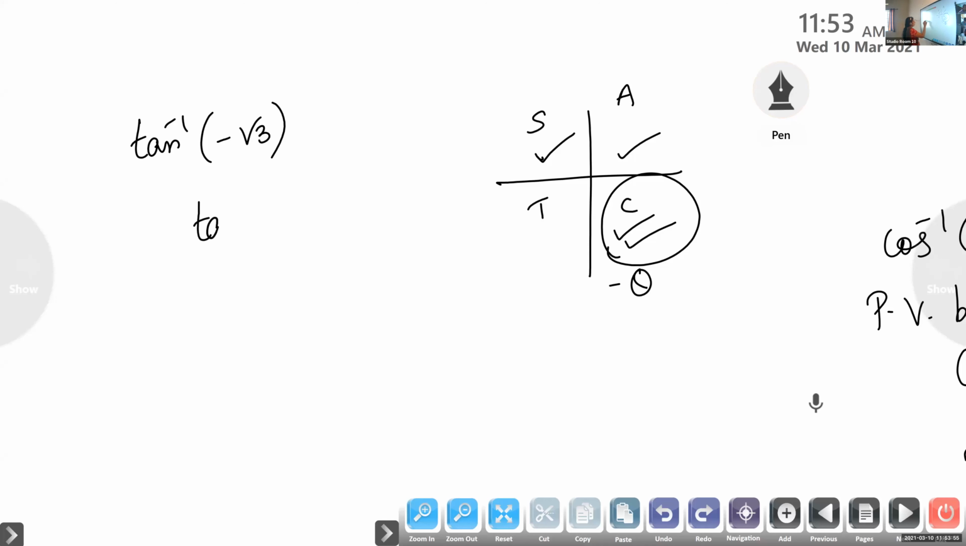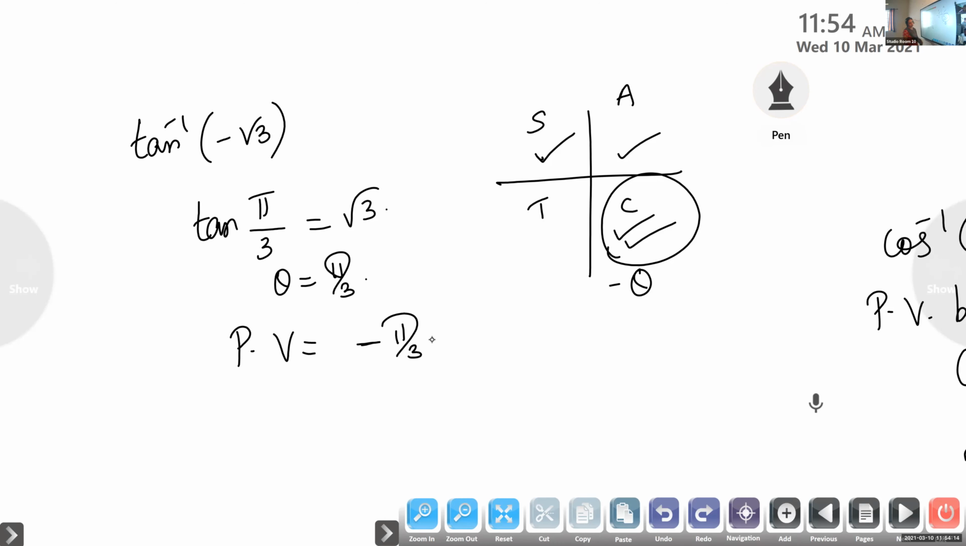So tan of dash is root 3. Pi by 3. So theta is pi by 3. Therefore, what is the principal value? It is minus pi by 3. Are you getting this answer? Is it okay, Atul? Yes, ma'am.